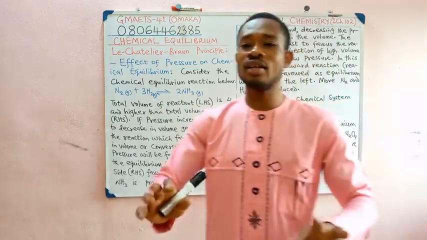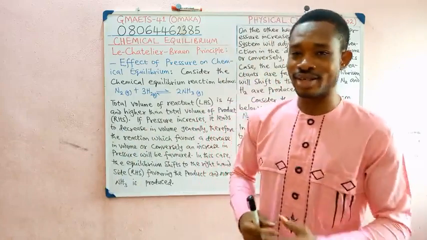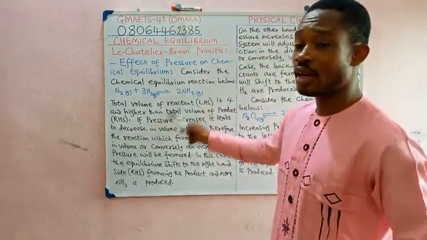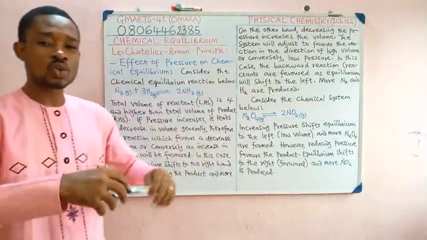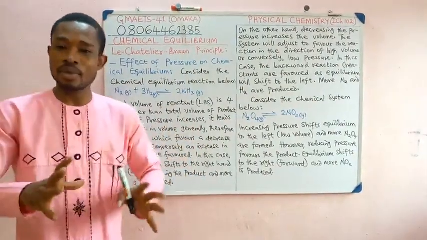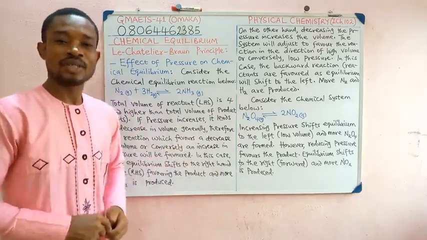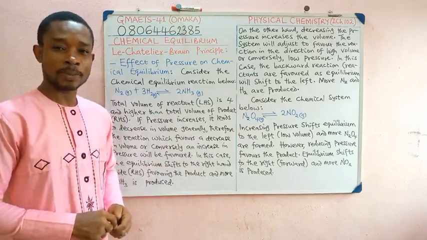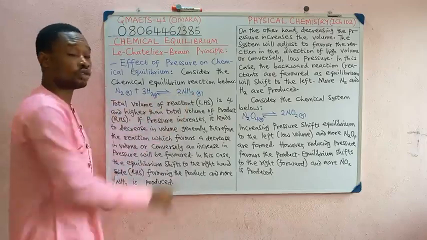And then you see clearly that the total volume of the reactant is greater than the total volume of what? The product. It is now time. Let us see what pressure can do here if you increase pressure, and then let us see how the chemical system will adjust in order to balance up the equilibrium system. Are we together? Now, this is total volume 4, total volume 2.